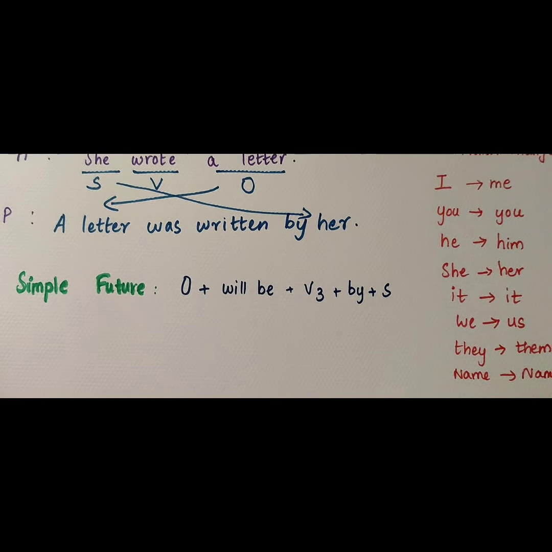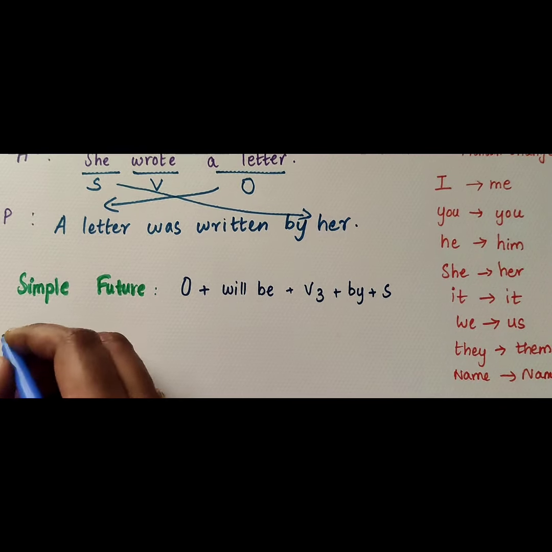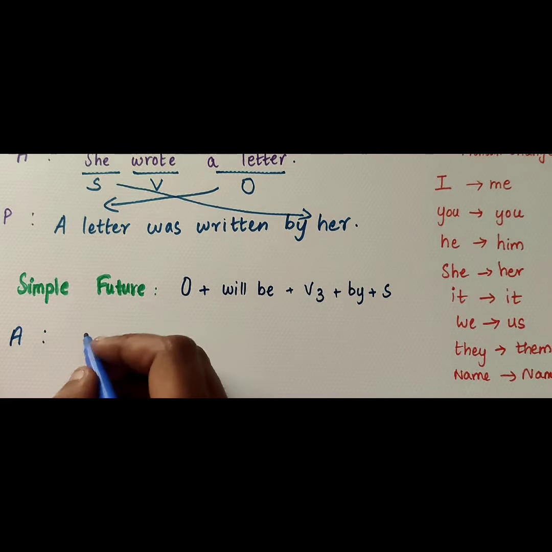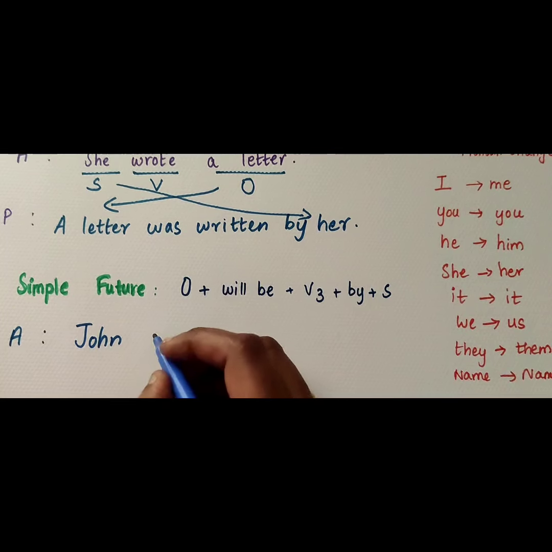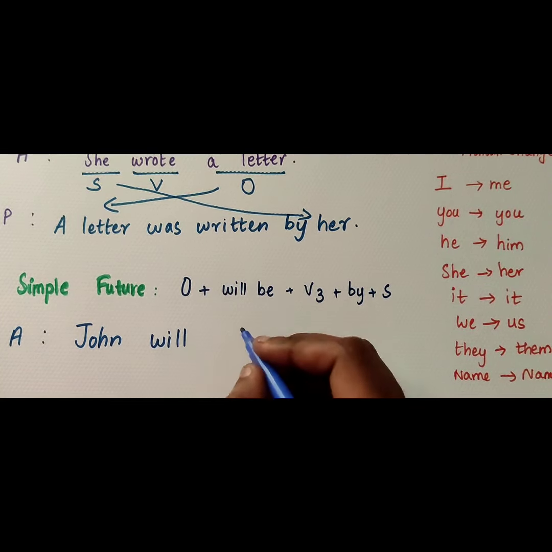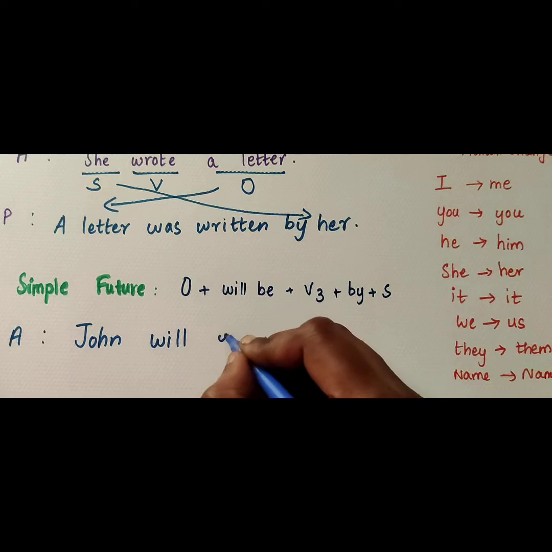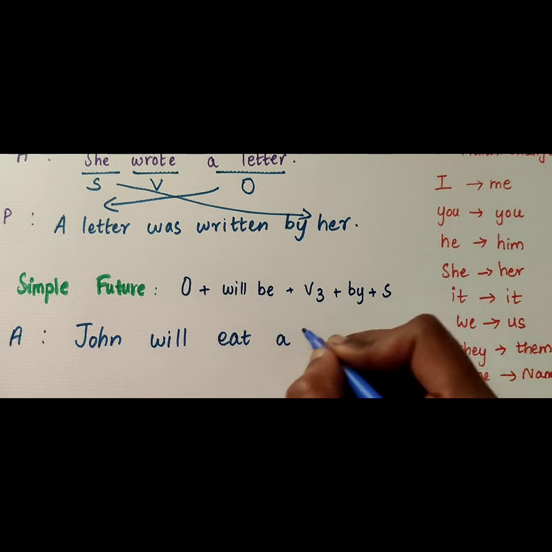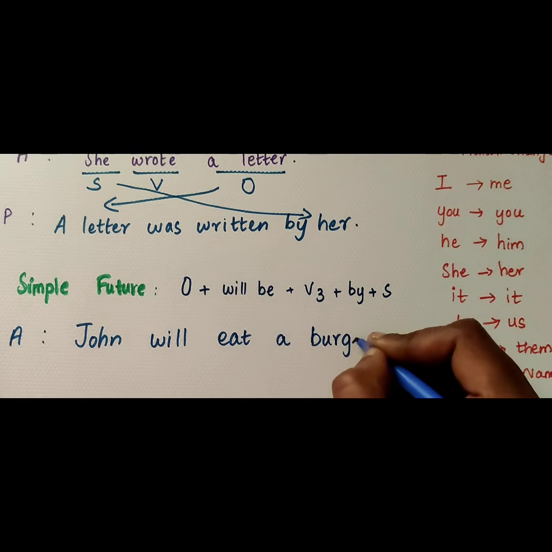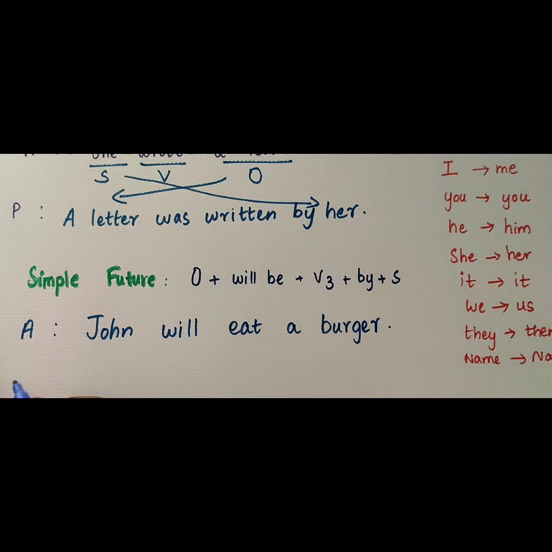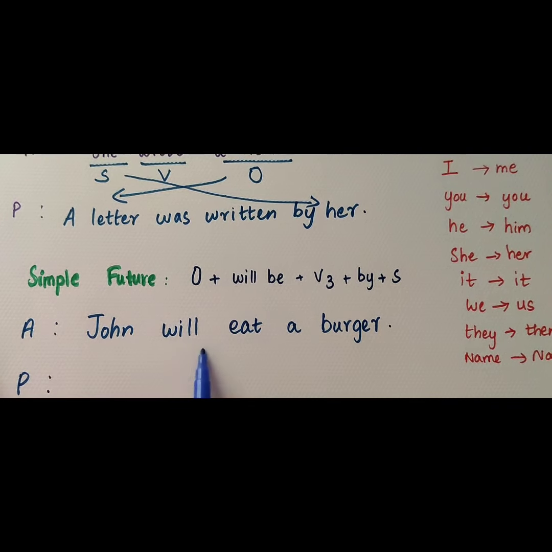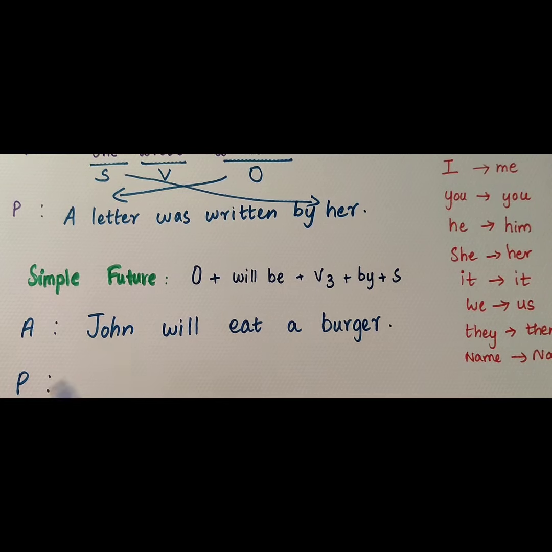Simple future. John will eat a burger is the sentence. Passive will be, this is in simple future, will eat. Okay, first step is to identify subject, verb, object.